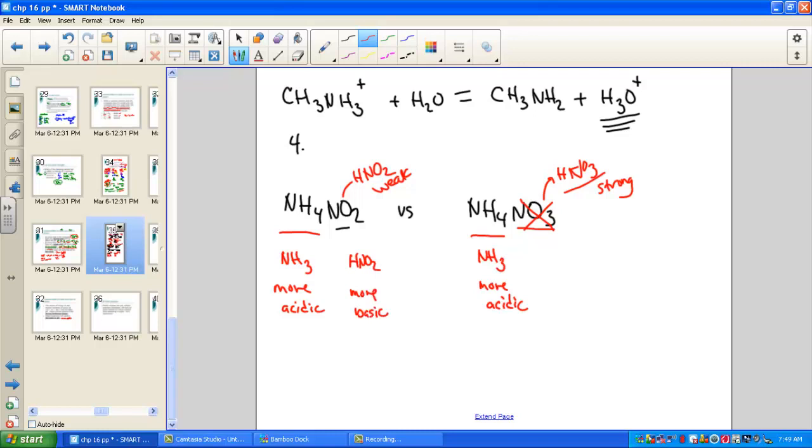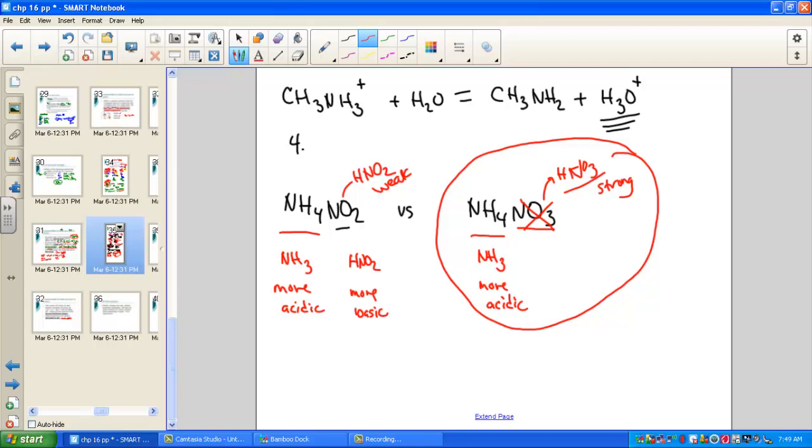So you can see these two are kind of counteracting each other, aren't they? If one's making it more acidic, one's making it more basic, whereas this guy only has the effect of the positive ion, is definitely going to be the more acidic of the 2 salts.